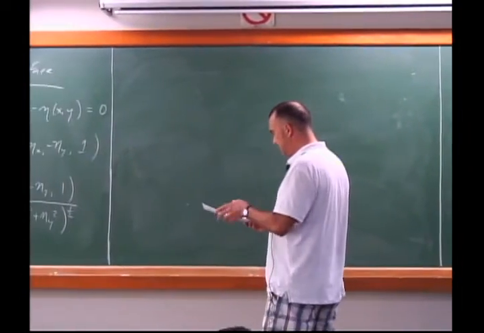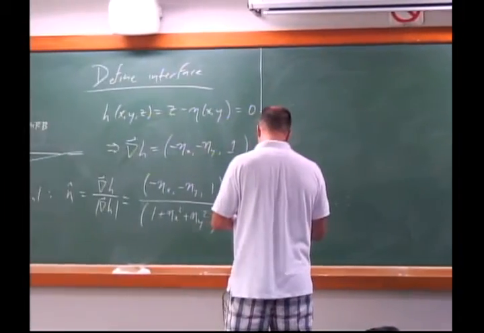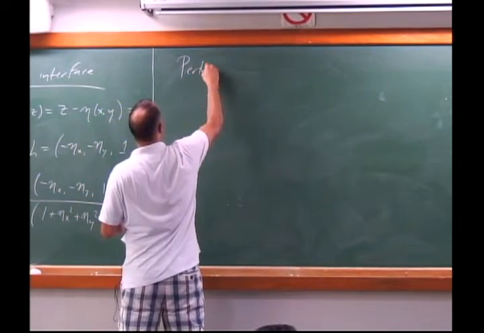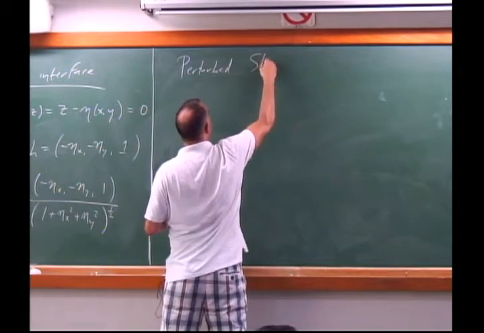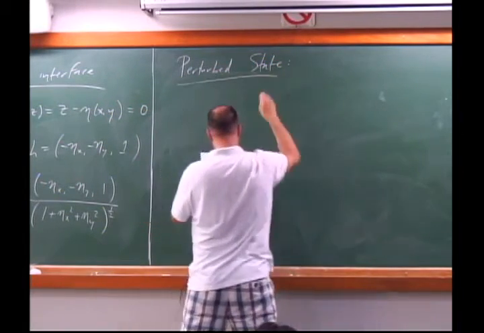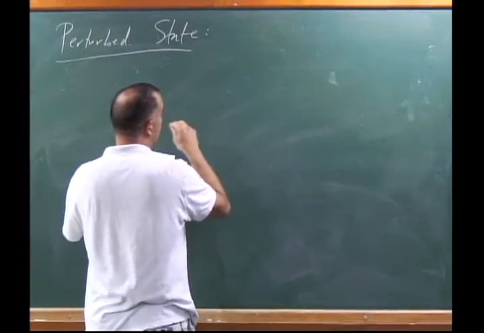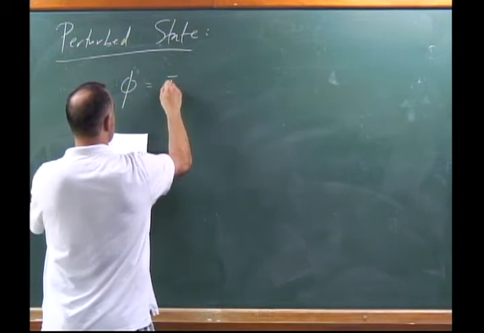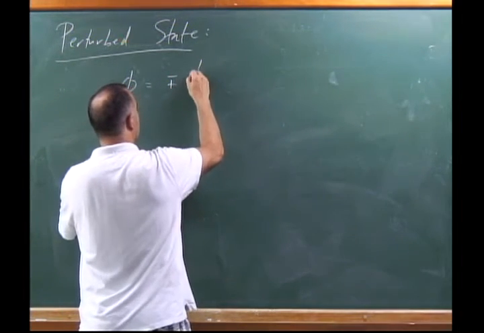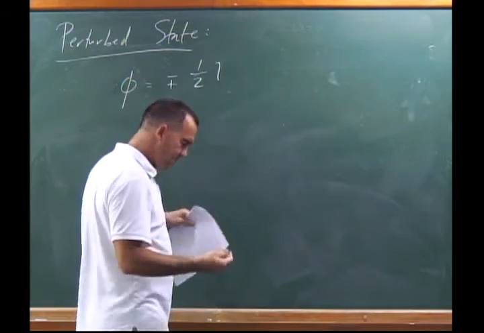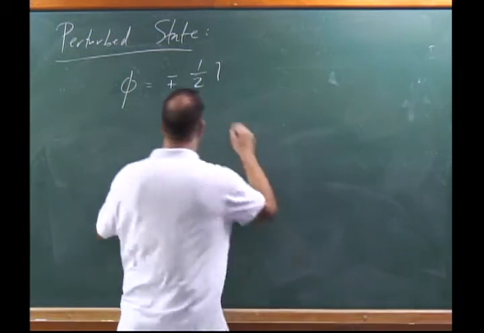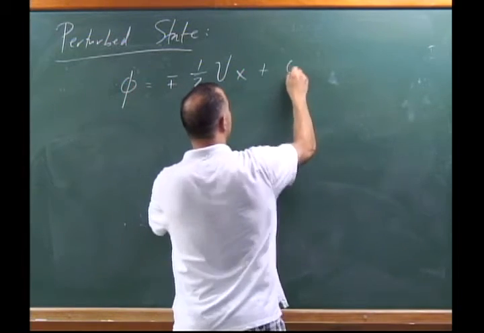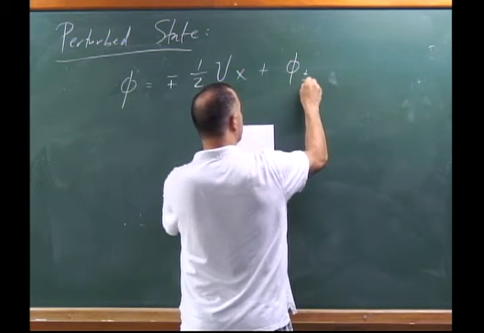Okay, we can then, so our perturbed field, our velocity potential now, so we have the unperturbed, and then we have our perturbation field. So phi plus minus.